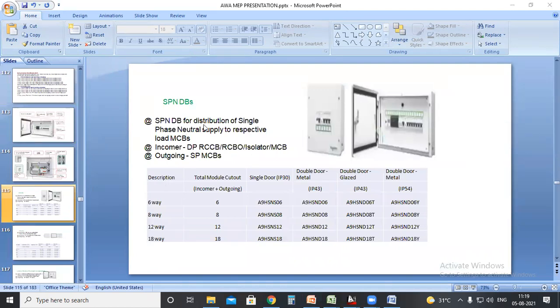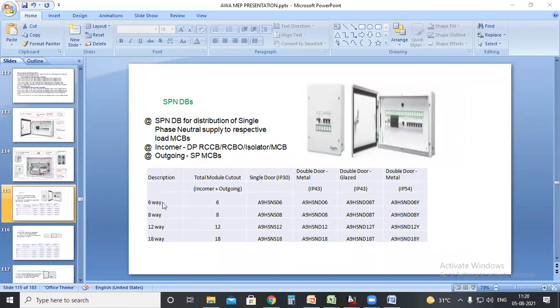Normally, for the SPN DB, the single phase distribution board, I'm telling you the normally available number of ways and types. This is taken from a company, Schneider. You might have heard about Schneider. This is Schneider's Indian catalog. It will not be available in other countries. This is taken from the Schneider Indian catalog.